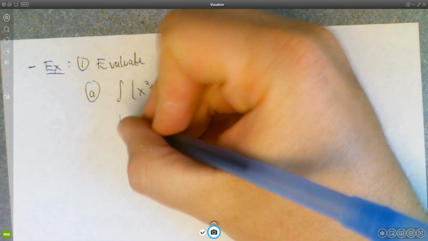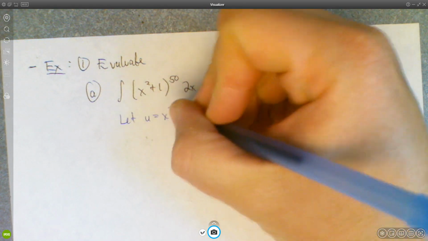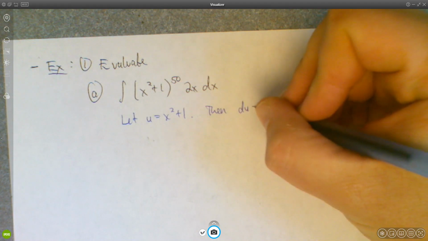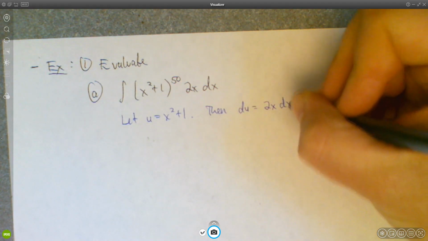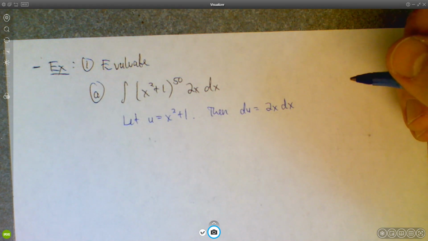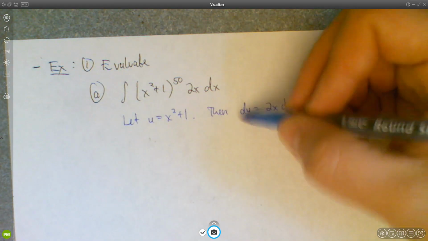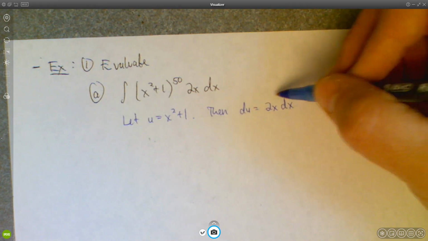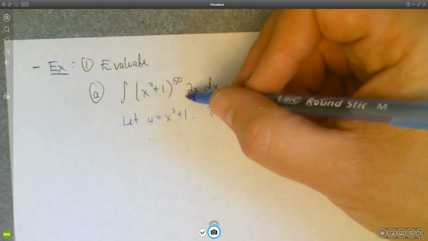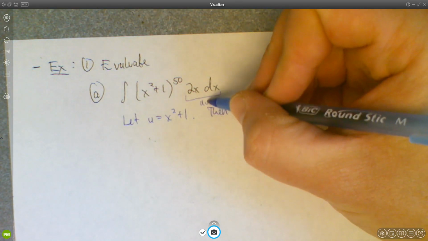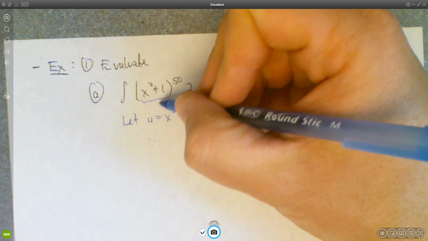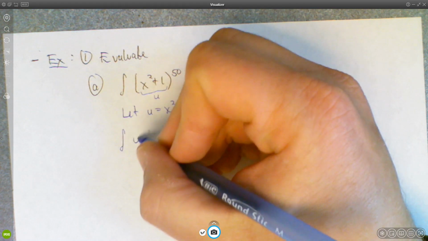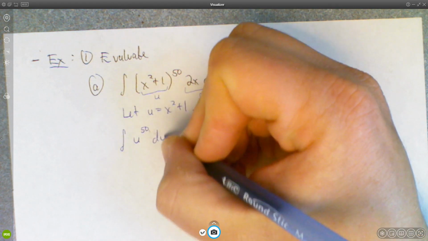I'm going to say let u equal x squared plus 1, right? Then du equals 2x dx. In other words, du/dx equals 2x, but I'm just cutting to the chase and writing it in this differential form, du equals 2x dx. So this thing is du, okay, and this thing is u. So our original integral now becomes u to the 50th power du.